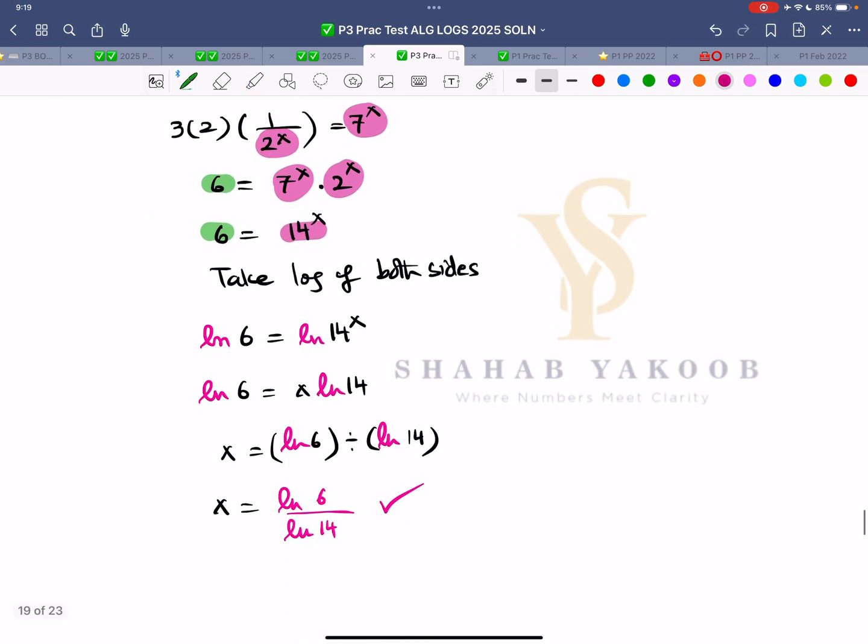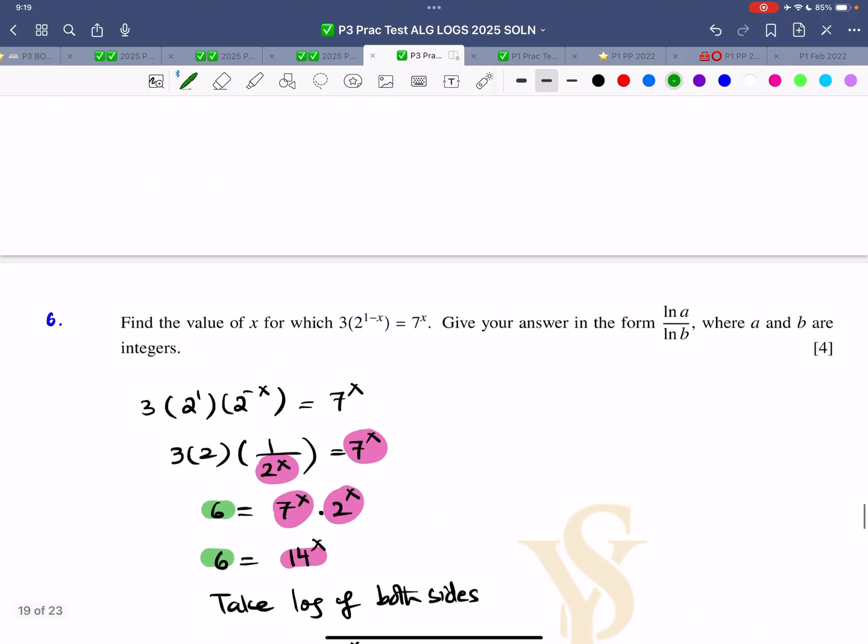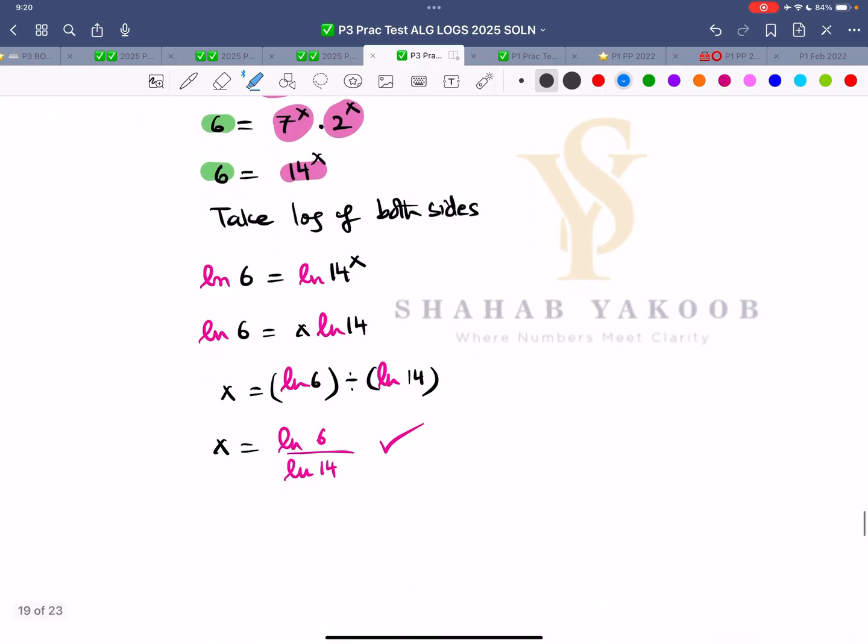Now take log of both sides. The log could be natural log, ln. Since they have used the ln, I have to use natural log. Let me just highlight it. This is ln A, ln B. We want it in this form, so I have to take natural log of both sides.